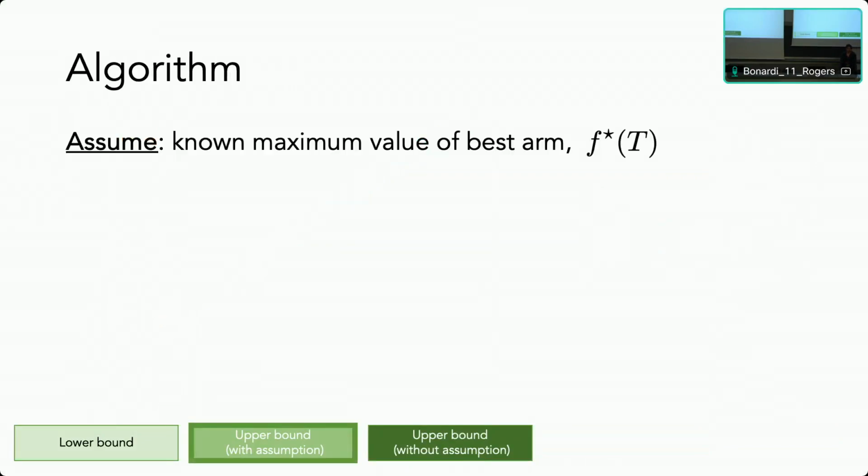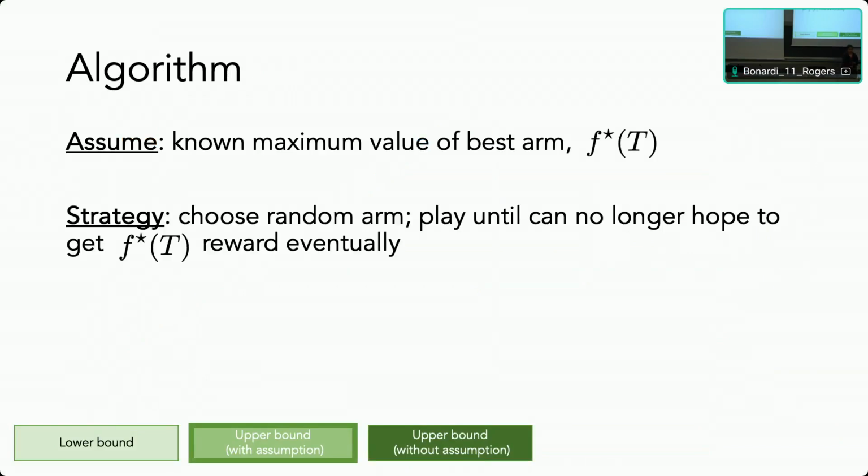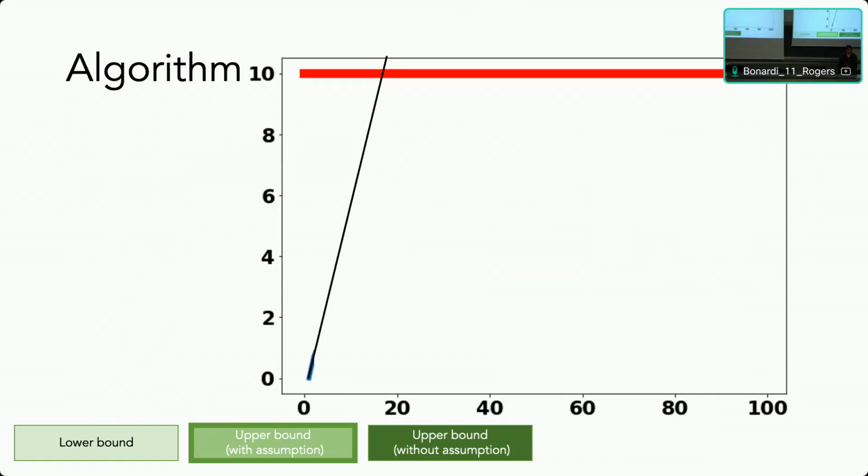So now for the upper bound, let's assume we know the maximum value of the best arm, which I'm going to call f star of T. With this, the strategy is actually pretty straightforward. We're going to choose a random arm and keep playing it until we can no longer hope to get f star of T reward eventually. So let's work through a quick example. We start off pulling the arm, projecting what we see forward, and the red line at 10 is f star of capital T.